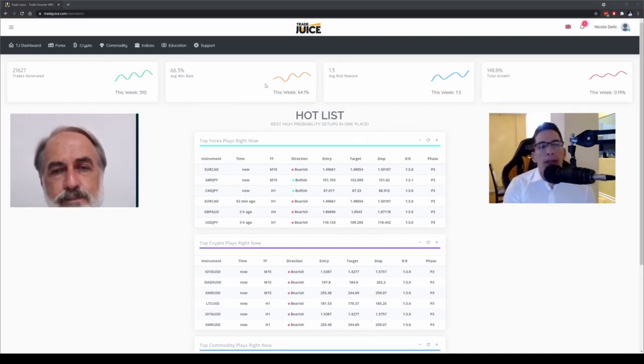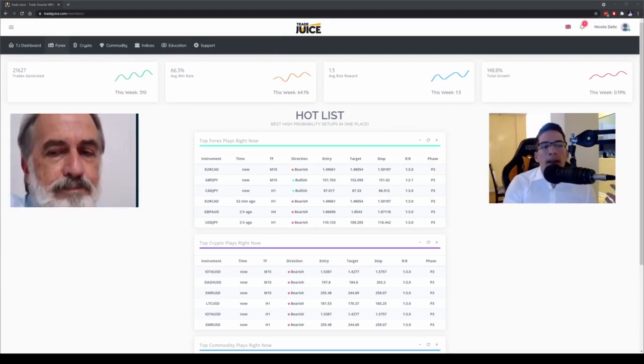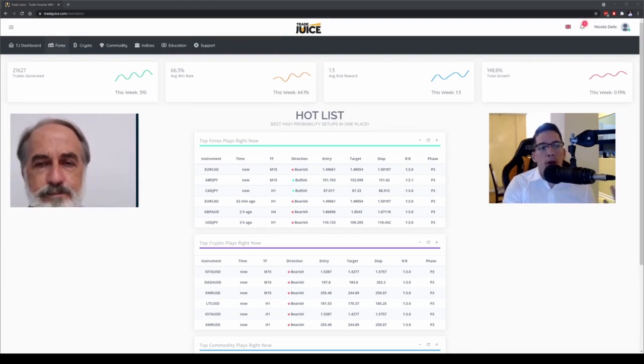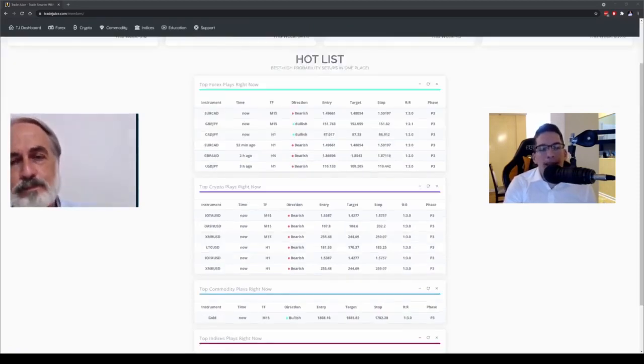And let's start from the top. Over here you have a small menu where you can go deeper into the pages of the platform. So we have 4 different asset groups: forex, crypto, commodities, and indices. After it, we have the education center, and we have support. Most people that are using Tradejuice are mostly on this part. You don't need to have 20 things open just to not miss the trade. Everything that you need to find the trade is right here.